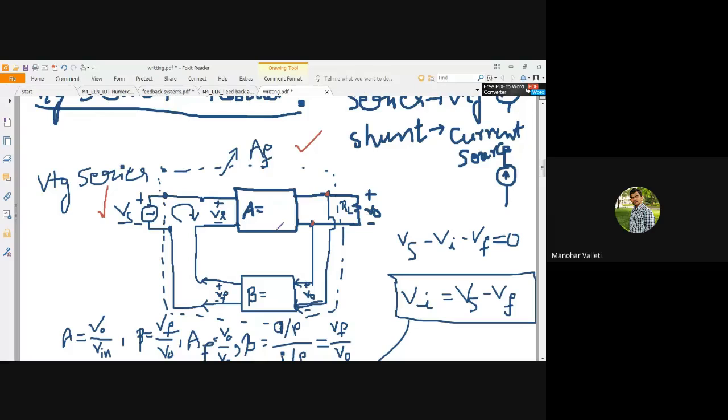So for the amplifier, if you want to write the amplifier gain, it is output by input, right? For this amplifier, what is the output? V naught is the output. Input is Vi. Vs is your applied input, and the effective input appearing at the amplifier input is Vi. That's why you write the amplifier gain A as V naught by Vi. For this amplifier with gain A, you are applying negative feedback.